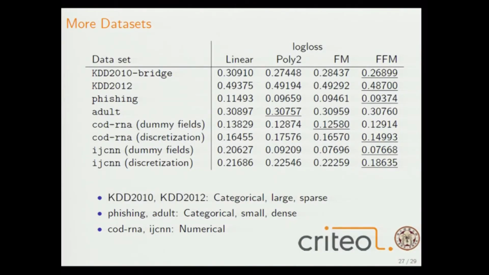So the conclusion we learned here is that if your data set is categorical, and it's large, and it's sparse, then FFM might be very helpful. But if your data set is small and dense, or your data set is numerical, then it is not clear if FFM will be useful or not.